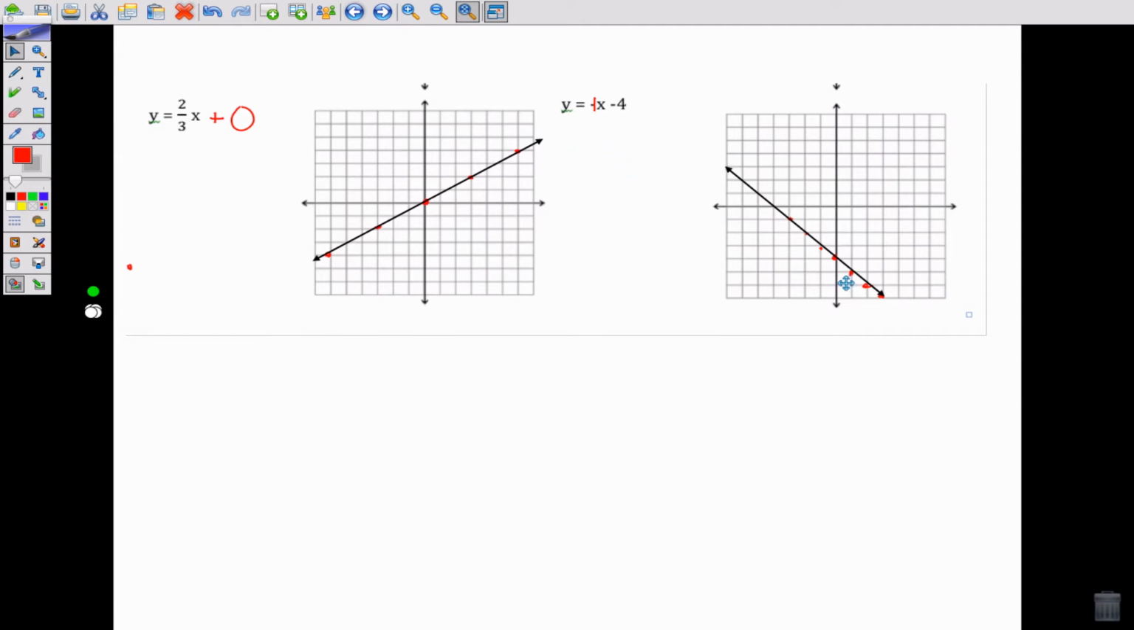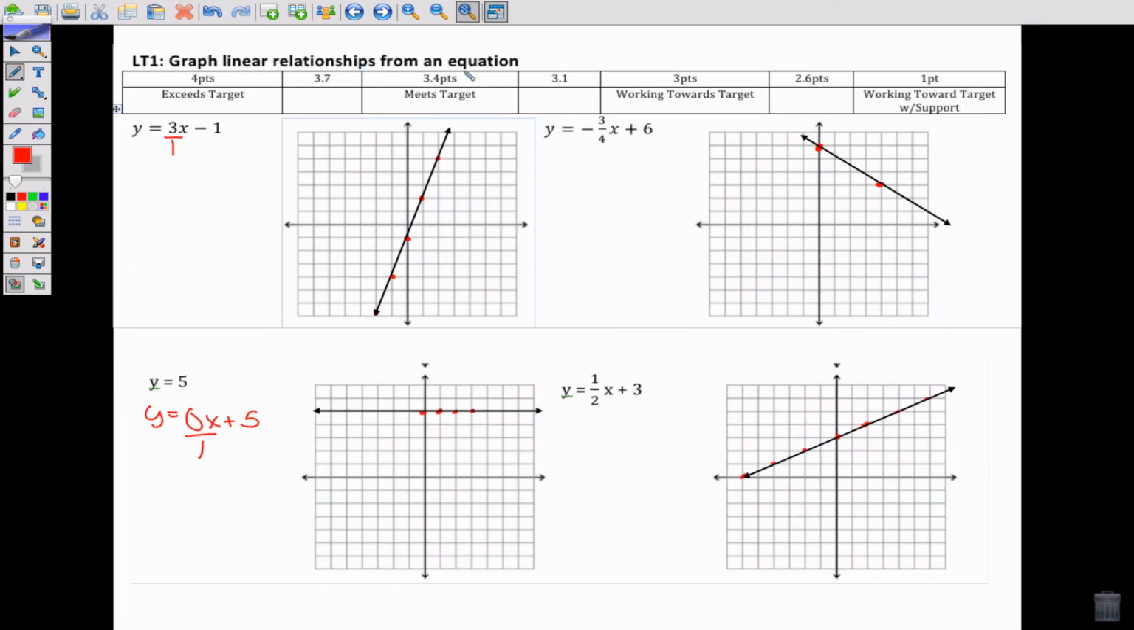And then the last one, we start at negative 1, go down 1 over 1, because this negative 1 would be a negative 1 over 1 for slope. So if you missed one, or maybe 2, give yourself a 3.4. If you missed more than that, 3, 2, or 1.